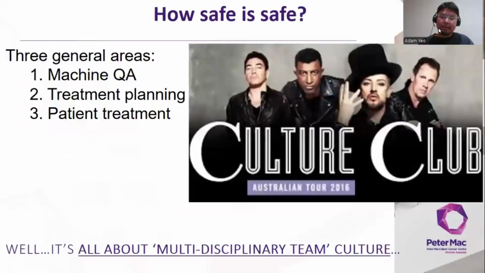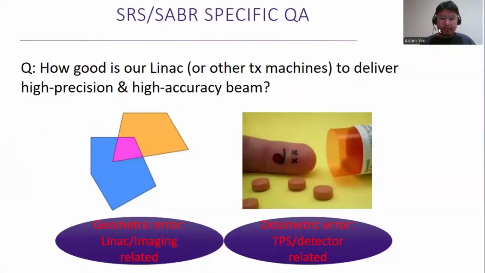That's why, apart from all the technical factors, QA is all about the multidisciplinary team and work culture. The work culture needs to be safe. Everyone should be free to ask questions and to check what is necessary. There are three general areas: machine QA, of course, to be covered first, then the treatment planning area, and patient treatment to end with. Stereotactic-specific QA, we can divide into two different groups of errors. One is geometric error, which is related to the linac mechanical, imaging and isocenter, and the other is dosimetric error, which is related to the treatment planning system and also the detector, to confirm high precision and high accuracy.